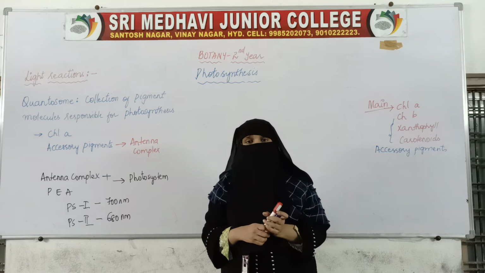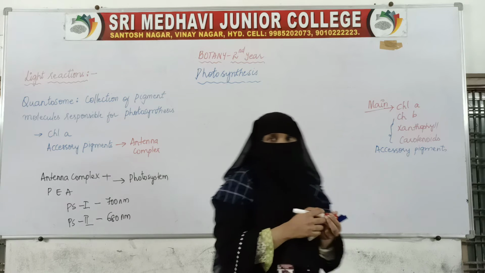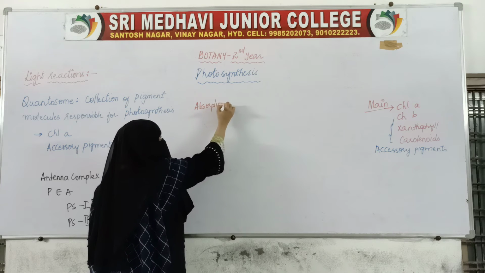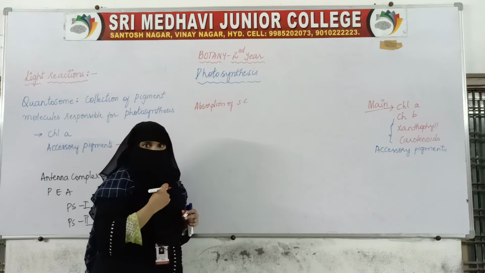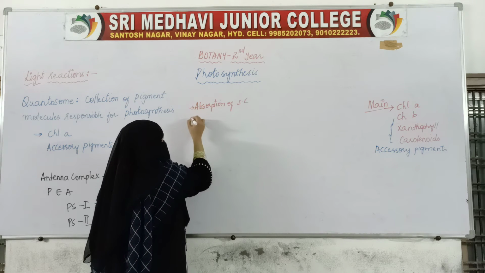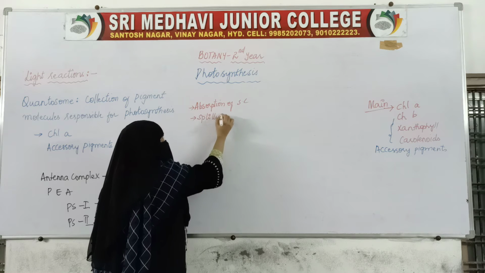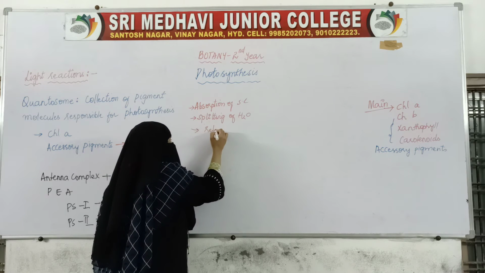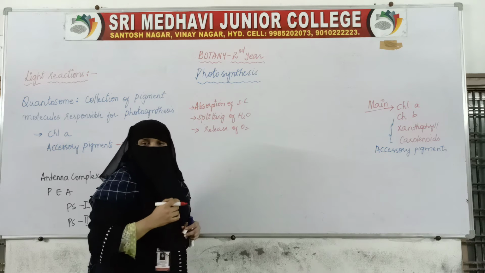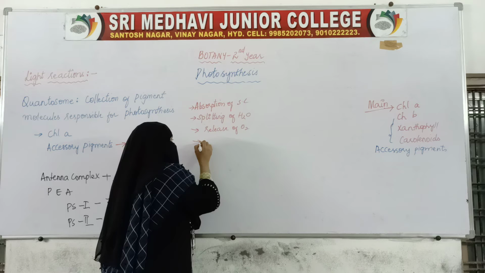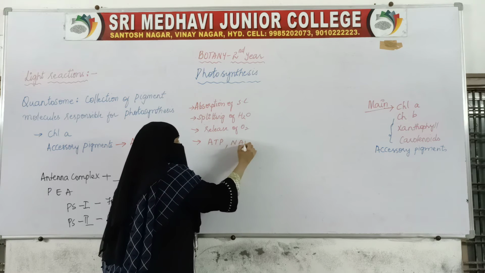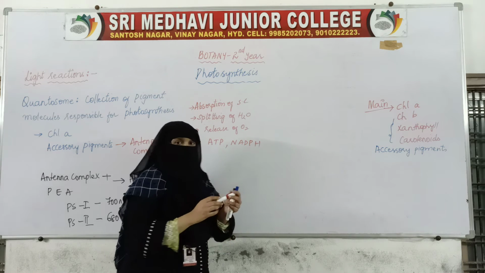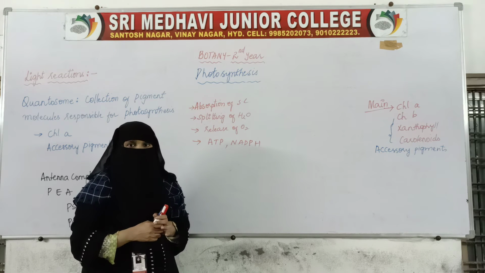So what happens during these light reactions? The first and foremost thing is absorption of sunlight, that is, trapping of sunlight. The next event is splitting of water. Then comes the release of oxygen, and ATP and NADPH, these energy rich molecules, are synthesized during the process of light reactions.